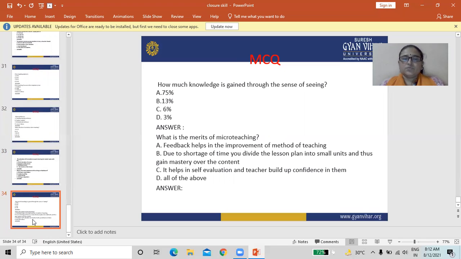Next MCQ. What is the merit of micro teaching? Option A, feedback helps in the improvement of the method of teaching. Option B, due to shortage of time, you divide the lesson plan into small units and thus gain mastery over the content. Option C, it helps in self-evaluation and builds teachers' confidence. And option D, all the above.